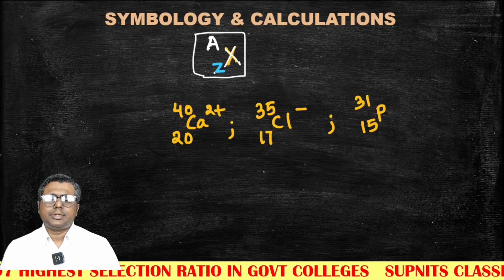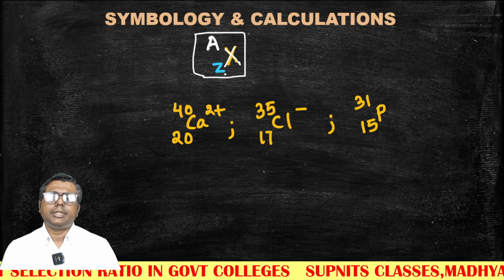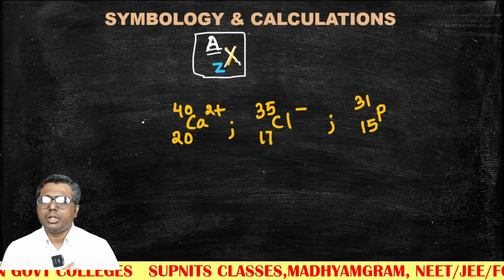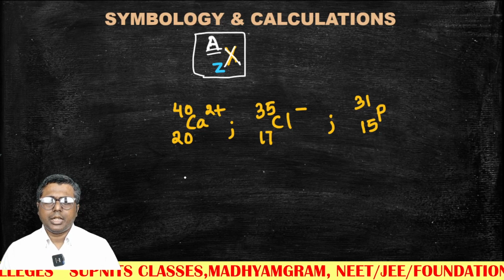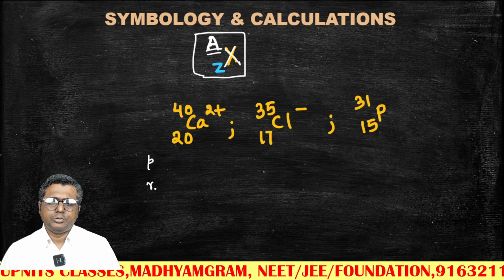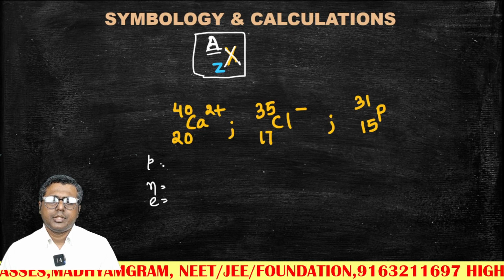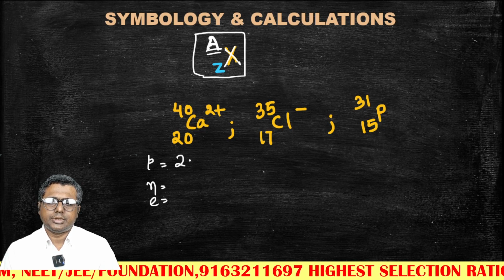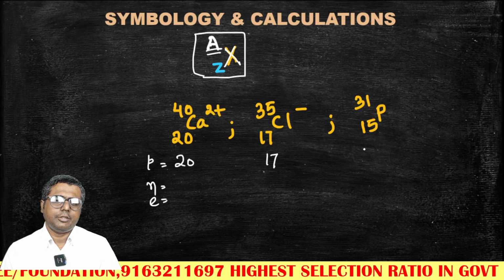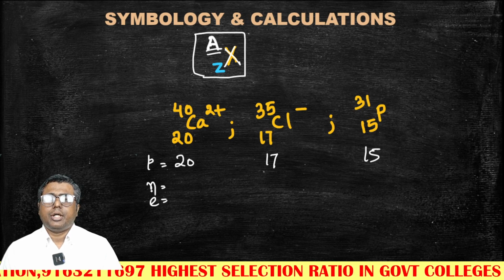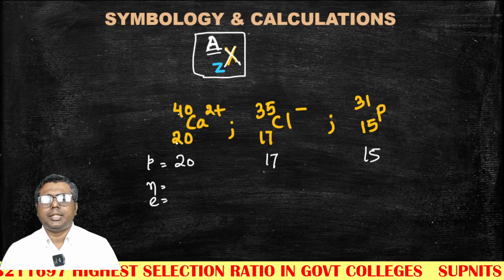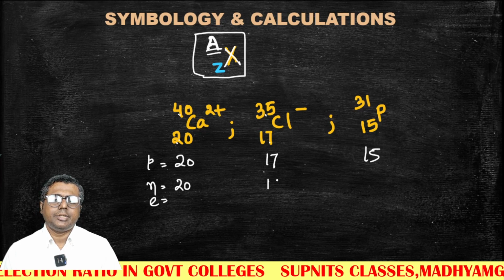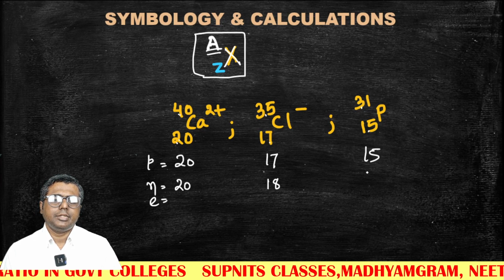In the bottom portion you will get the atomic number, and in the top portion you will get the mass number. This is how the question will come. You have to calculate the proton, neutron and electron. In proton you need not think much. It is just the atomic number: 17 over here and 15, done. Neutron, how will you find it? Mass number minus atomic number: 40 minus 20, 20; 35 minus 17, 18; 31 minus 15, 16.